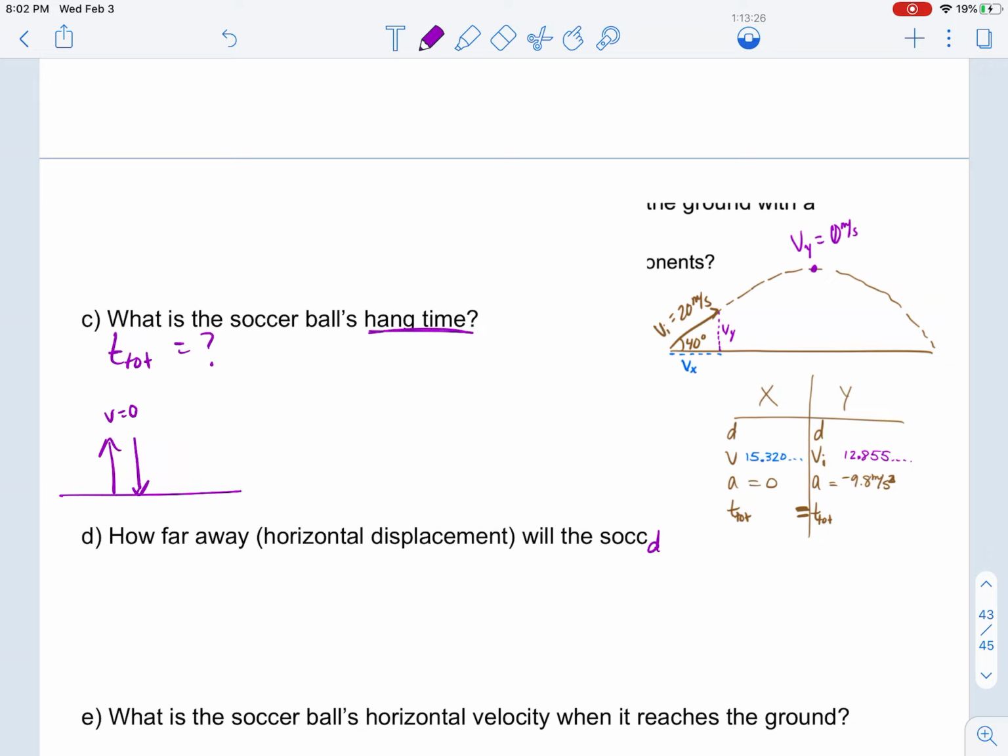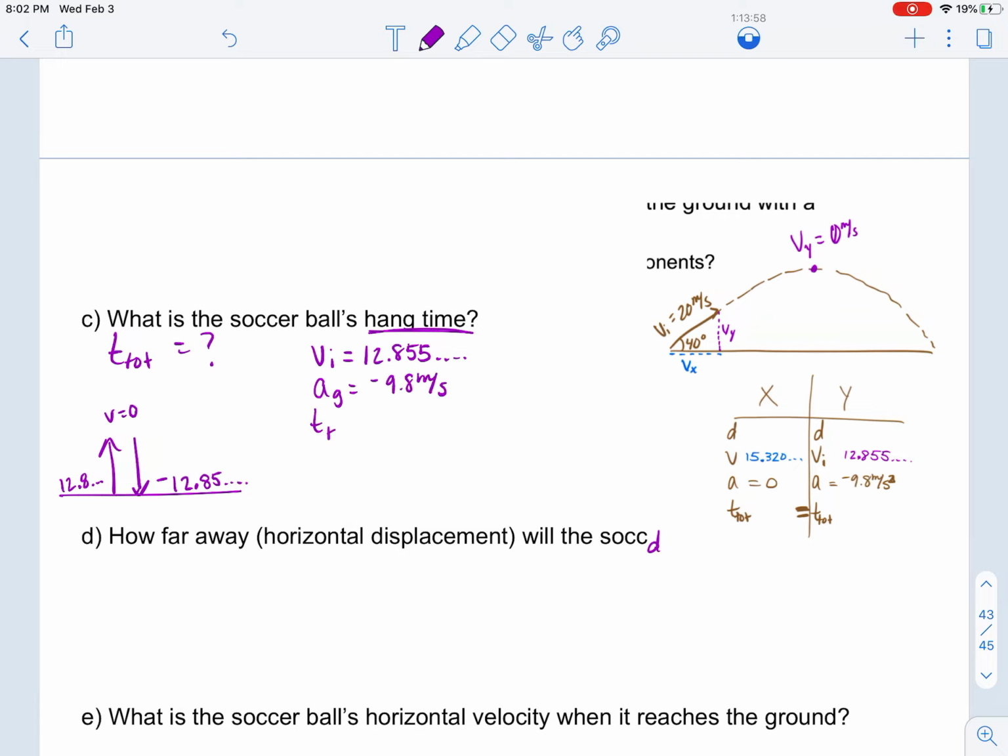So I know my initial velocity on its way up. Conceptually, I should understand that when it returns to the same vertical position, it has the same speed, but now it has a negative direction. So I could say that my initial velocity is 12.855, and so on. My acceleration, once again, is gravity.